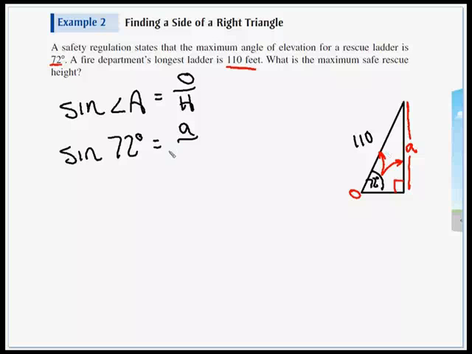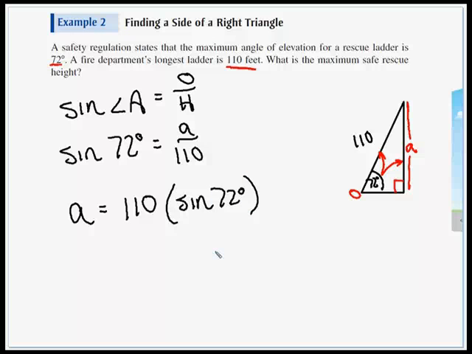Our hypotenuse is 110. So to solve for A, multiply both sides by 110. A equals 110 times the sine of 72 degrees. So here we just punch that into the calculator. 72, hit the sine key, multiply that answer by 110, and we get approximately 104.6 feet.